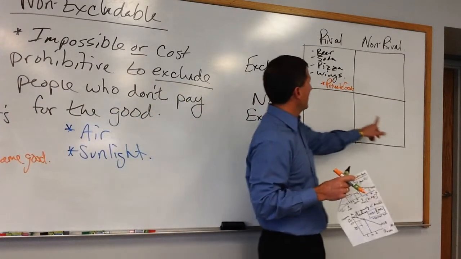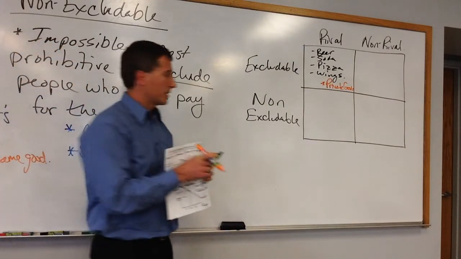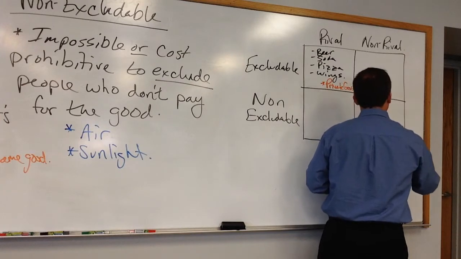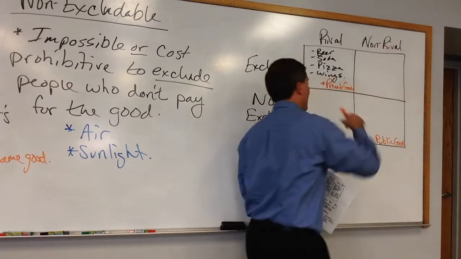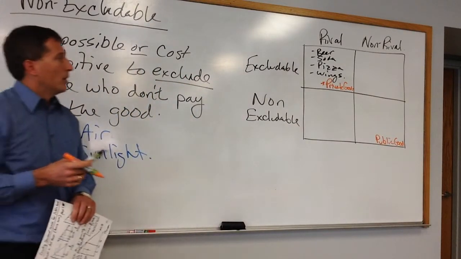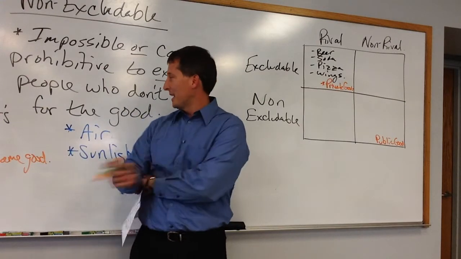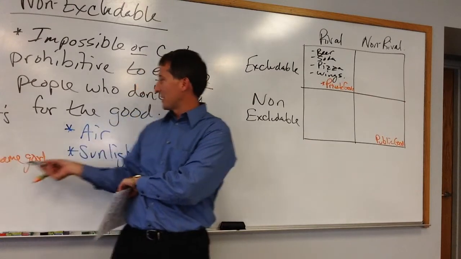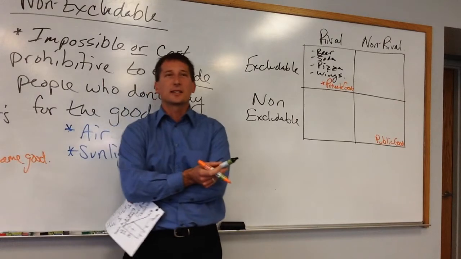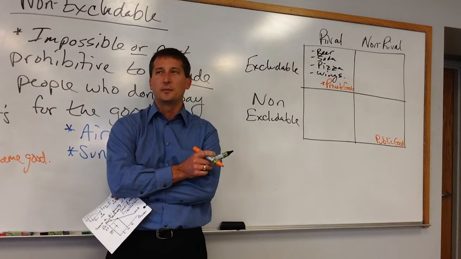Now, this quadrant down here is the public good quadrant. The public goods have to have both properties. So public goods are non-rival and non-excludable. Any thoughts on that one? We kind of listed these individually. These weren't necessarily public goods. Now we need both conditions, non-excludable and non-rival.